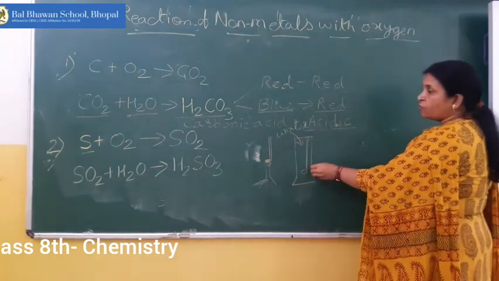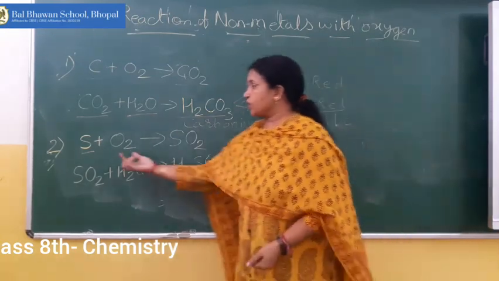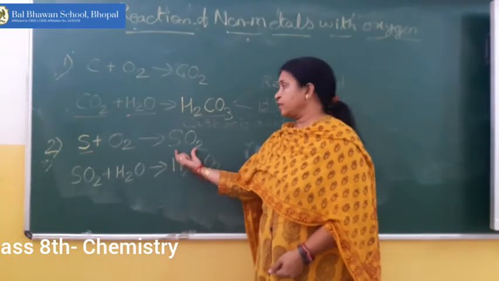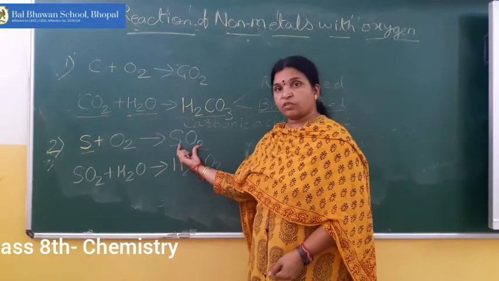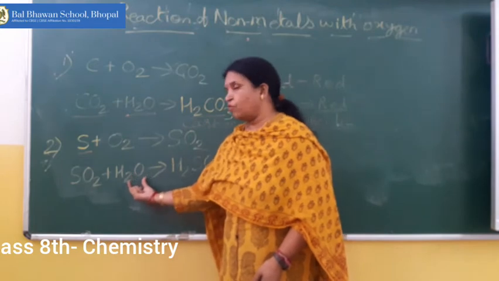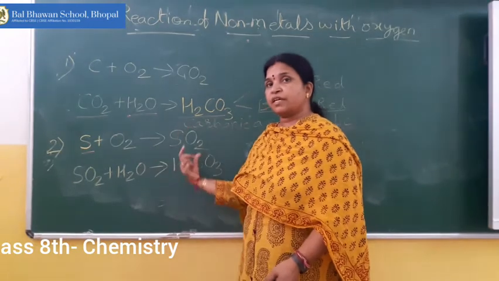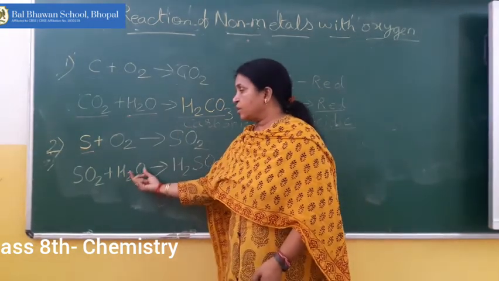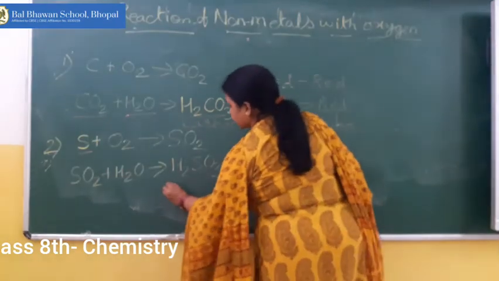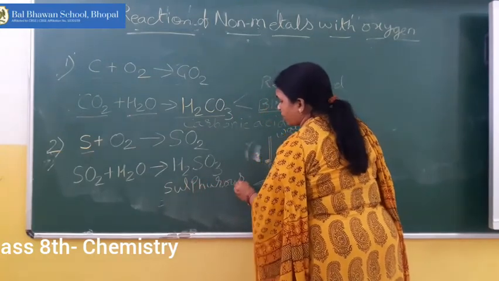When I add water to the produced oxide, like first what I have done, I have heated sulfur in the presence of oxygen, then I have obtained sulfur dioxide. Now I will dissolve this sulfur dioxide in water, or mix it with water. Then the sulfur dioxide reacts with water and produces sulfurous acid.